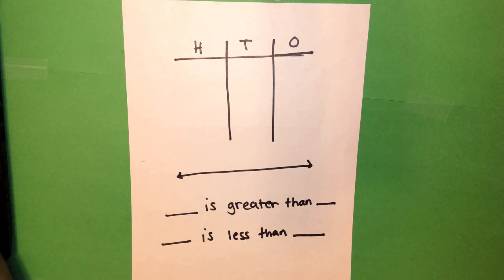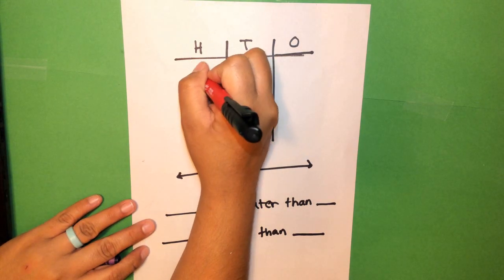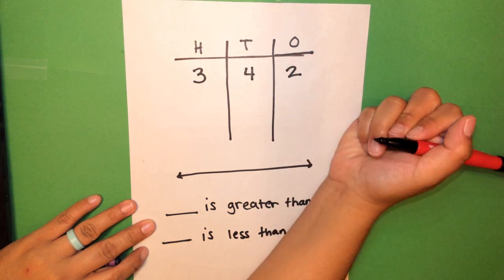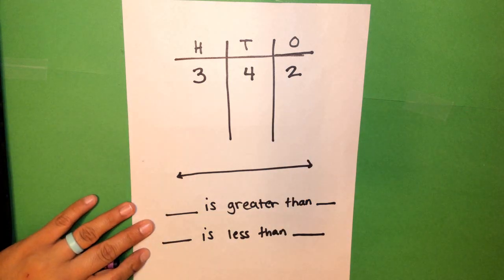Hi guys, today you are going to be comparing 3-digit numbers. So the numbers that I want you to focus on today are going to be 342 and 248.